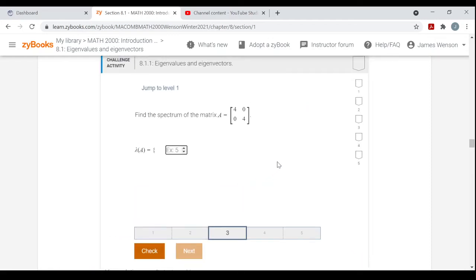Level 3. Again, what's the spectrum? Now I'll tell you something real quick. If you have an upper triangular or a lower triangular or diagonal matrix, like this one's a diagonal here, the eigenvalues of a diagonal matrix or upper triangular or lower triangular will just be the values down the main diagonal. So this would have only the one eigenvalue of 4.